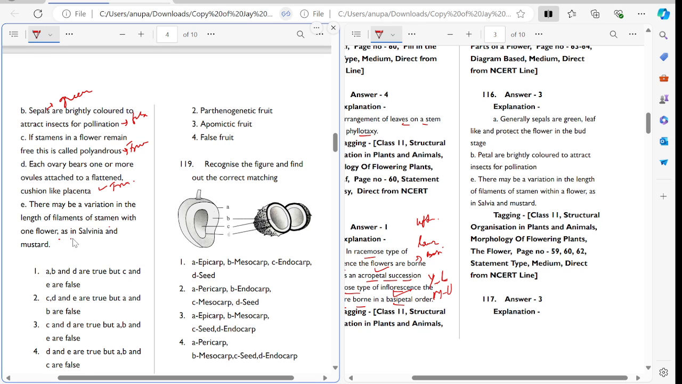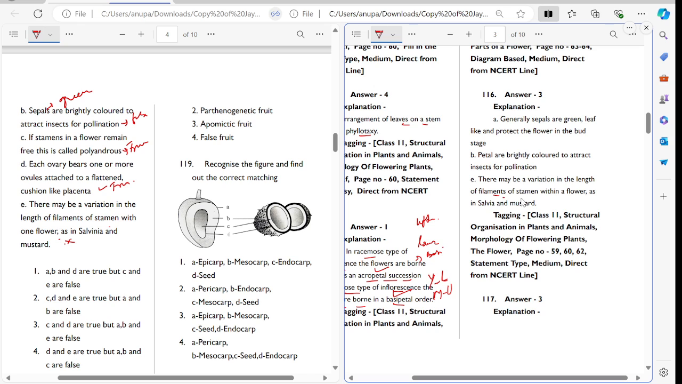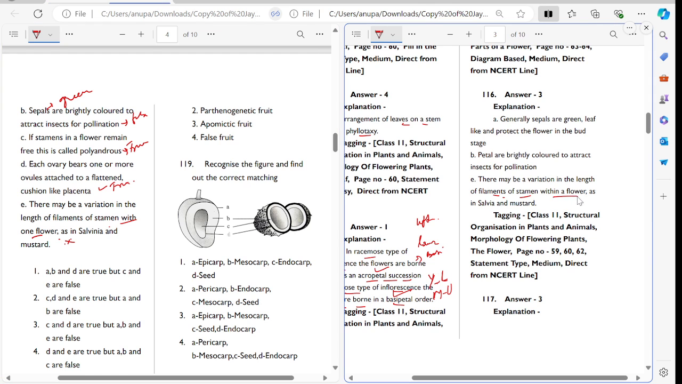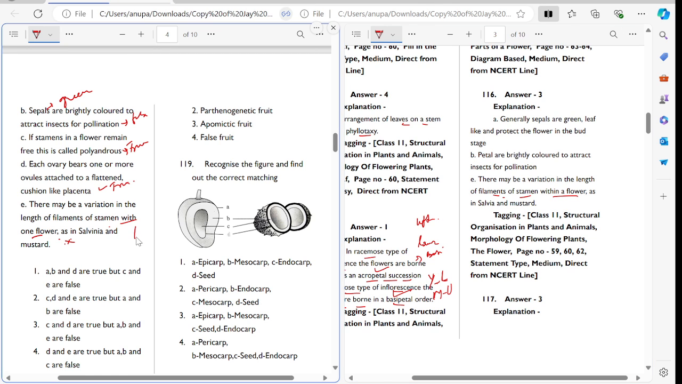The next statement is: there may be a variation in the length of filaments of stamen within one flower, as in salvia and mustard. So this is wrong. There may be a variation in the length of filaments of stamen, but not within one flower, it is between flowers. So this statement is false.